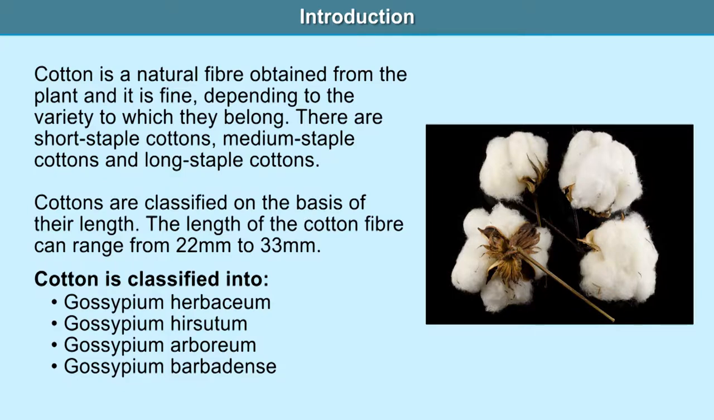The length of the cotton fiber may range from about 22 millimeters to about 32 to 33 millimeters. Though there are certain cottons which have a length of 40 mm and above, they are quite rare. Generally, cotton is classified into four varieties: Gossypium barbadense, Gossypium hirsutum, Gossypium arboreum, and Gossypium herbaceum. These are classified on the basis of the species.